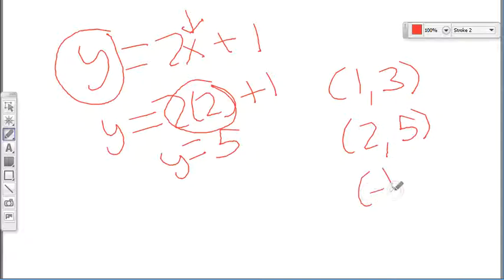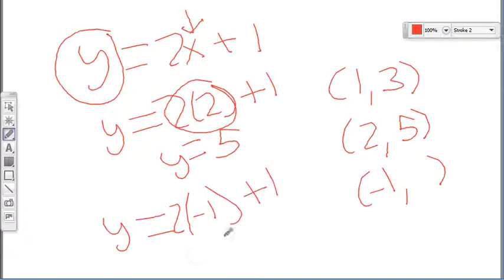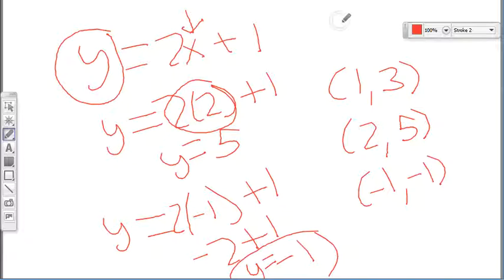If I let the x be negative 1, the y is going to be equal to 2 times negative 1 plus 1, which is negative 2 plus 1, which is negative 1. So when the x is negative 1, the y is negative 1. Okay, so the x, that is our independent variable. That's the one that we are choosing.